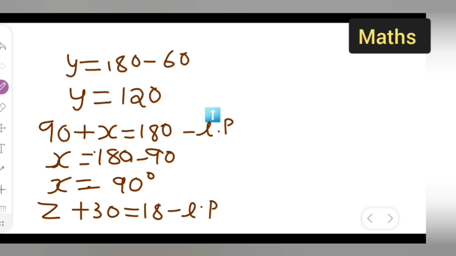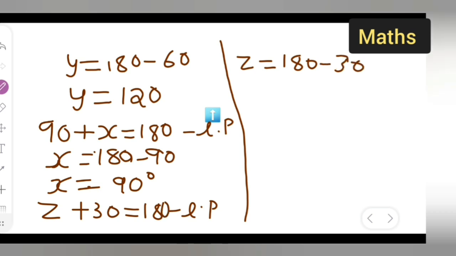Okay, so you will get what? Z is equal to 180, here it is 180 minus 30. 180 minus 30 is going to give you all what? 150. So Z is equal to 150.